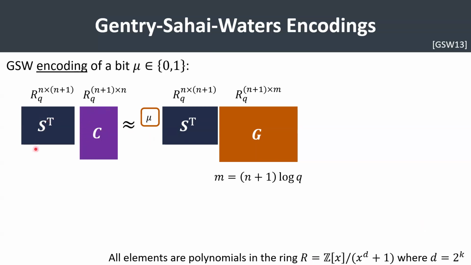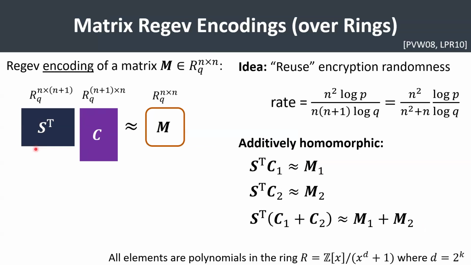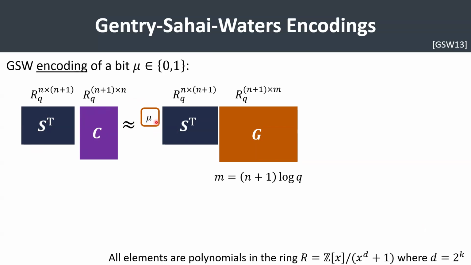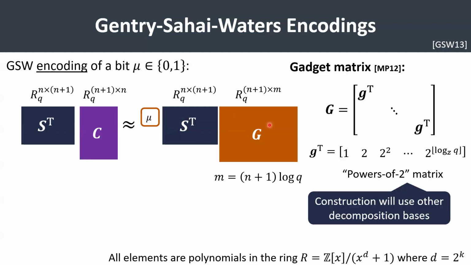If I multiply the secret key by the ciphertext, before, I just get the message. In GSW, I don't just get the message. I get the message times something. I get the message times the secret key times the gadget matrix. What is the gadget matrix? It is a powers of 2 thing. So basically, it is the powers of 2 along a diagonal. Okay, so this is the gadget matrix. The construction will use more general versions of this, but again, I won't get into the details.